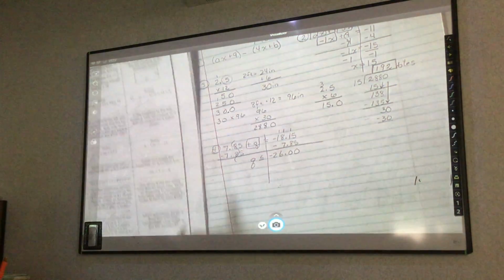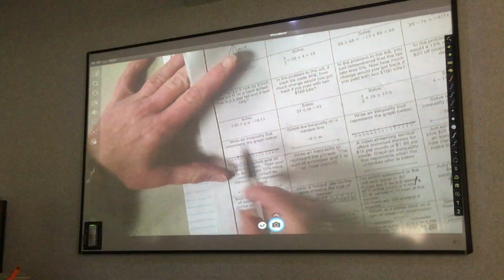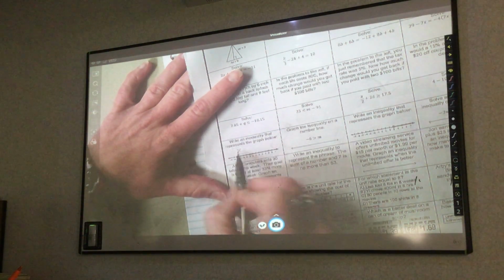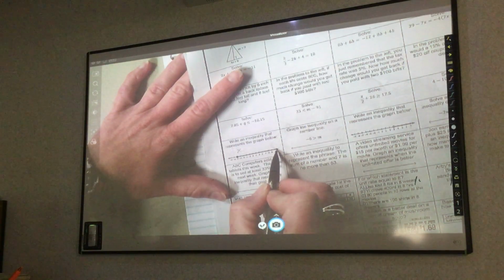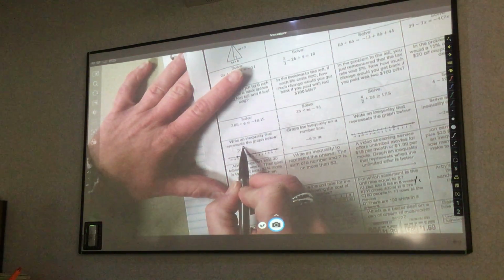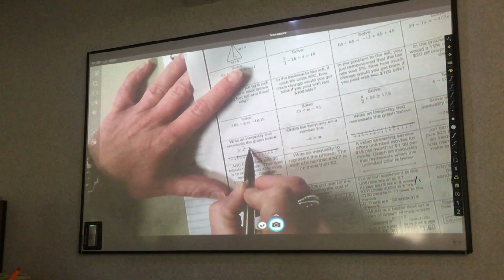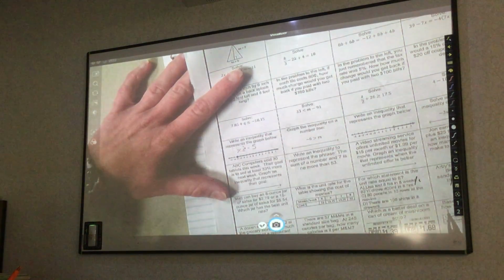5 says to write an inequality that represents the graph. It is a filled in circle. So X is going to be, and it's going to the right, so it's going to get bigger. So it's going to be greater than or equal to negative 5.